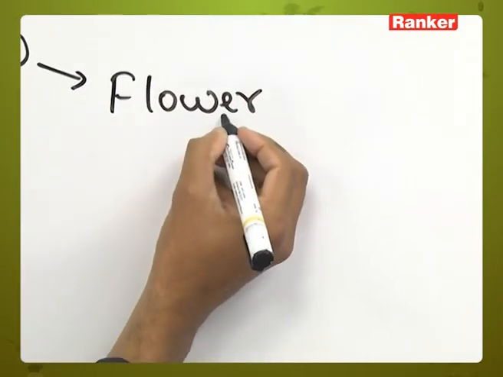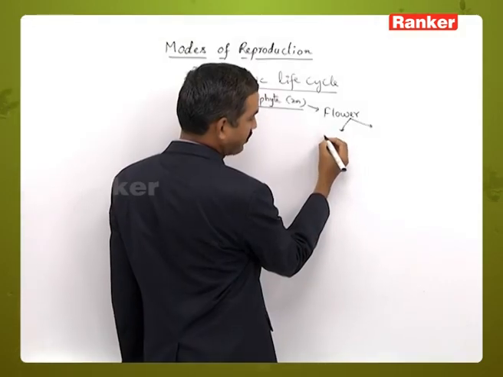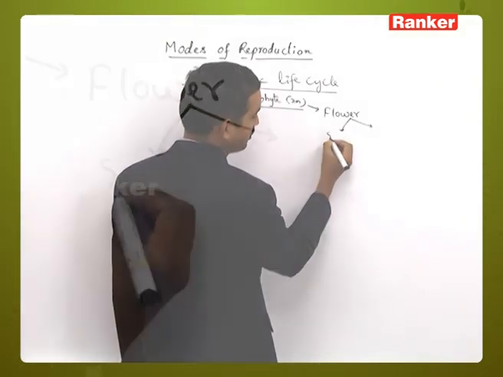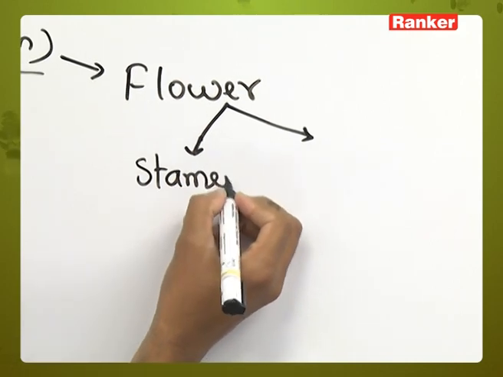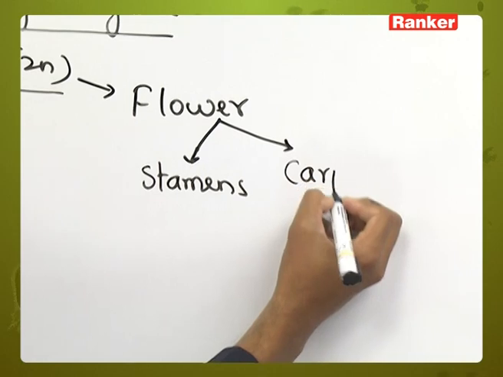So, the flower contains male reproductive structures and the female reproductive structures. The male reproductive structures are called as stamens. Female reproductive structures are called as carpels.